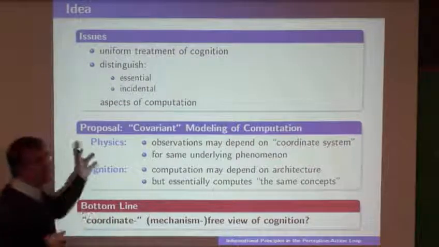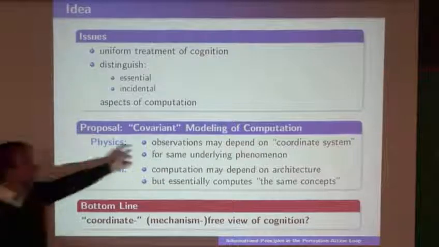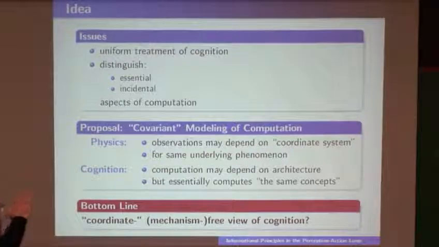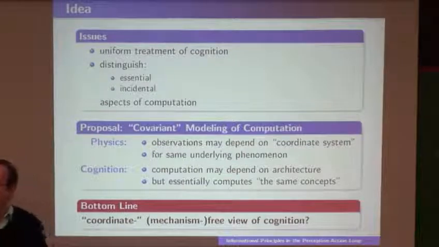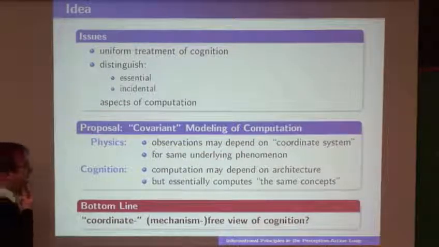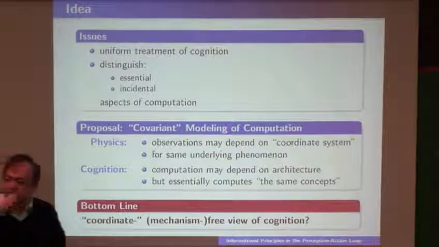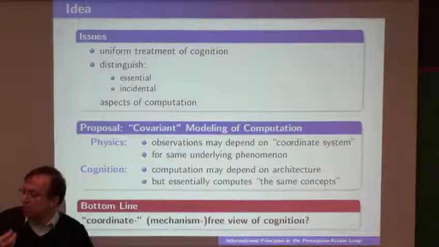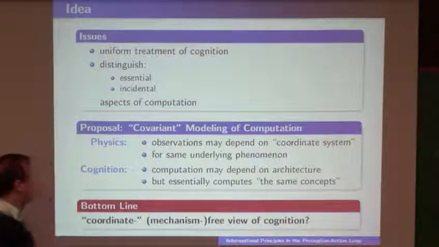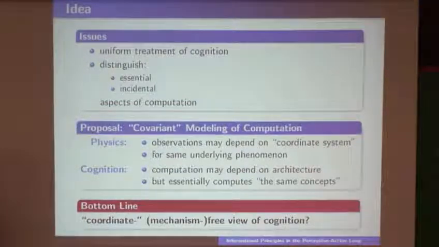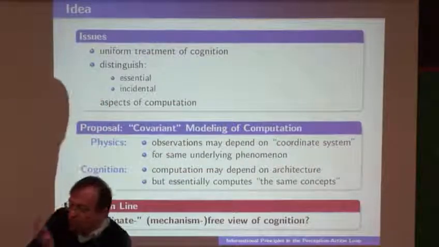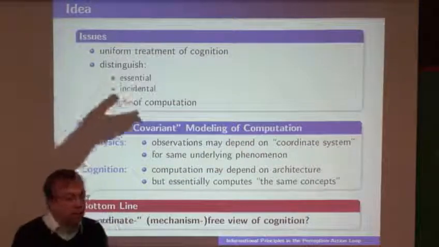And we know in physics that observations may depend on their coordinate system. So depending on how you look at a phenomenon, you may see different things, although the phenomenon is the same. And the idea is a little bit, this is very much an analogy. Don't take it at face value. Take it as an analogy, as an inspiration, that in cognition, computation may depend on architecture. So I compute the same thing, but my architecture is completely different.